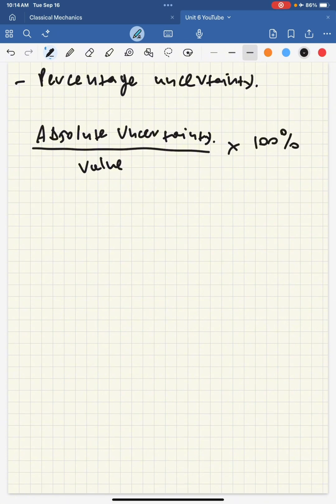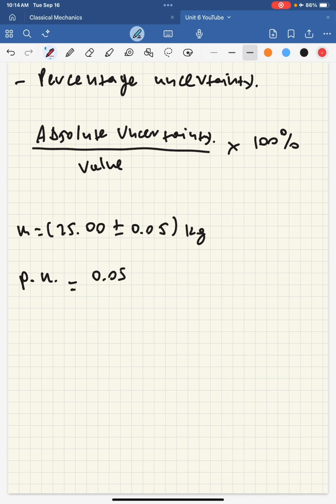Okay, so if we go back to the two masses we dealt with, for a single measurement we said that our mass was 25 plus or minus 0.05 kilograms. So the percentage uncertainty is simply 0.05, which is the uncertainty, over 25, which is your measurement. And notice that here you're dividing kilograms by kilograms, therefore this cancels and this is a pure number, times 100%. So the percentage uncertainty is simply 0.2%, okay?